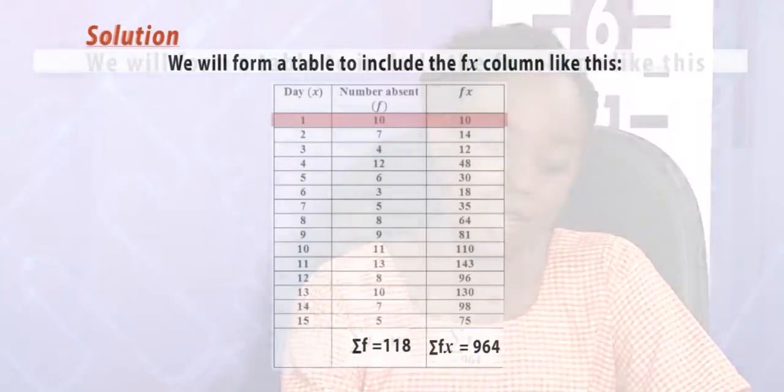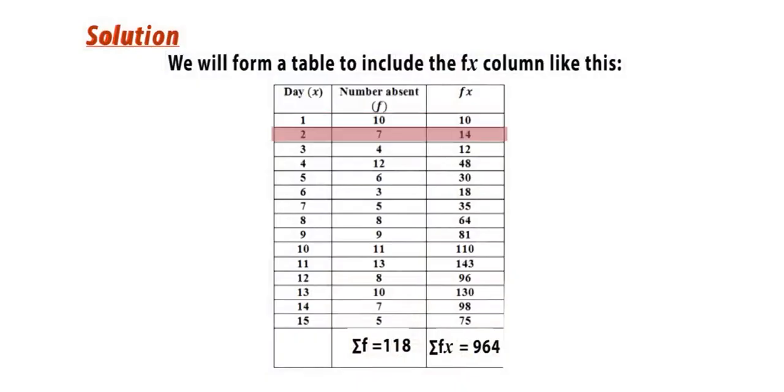So day 1, 1 times 10 giving us 10, 2 times 7 giving us 14, 3 times 4 giving us 12, 5 times 6, 30, 7 times 5, 35, 8 times 8, 64, 9 times 9, 81, 10 times 11, 110, 12 times 8, 96, 13 times 10, 130, then 14 times 7, 98, then 15 times 5, 75.